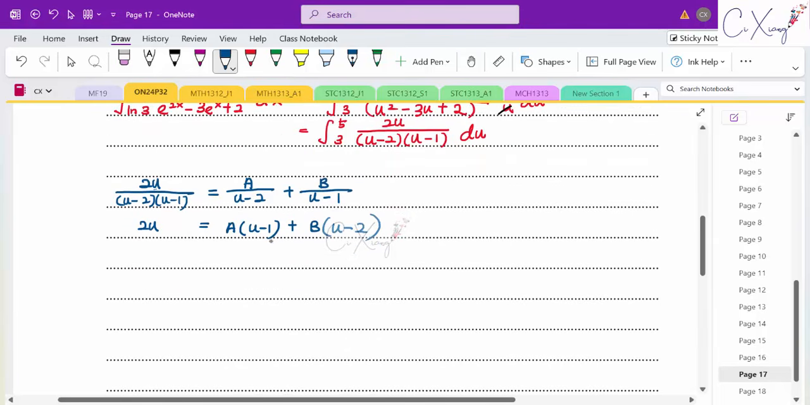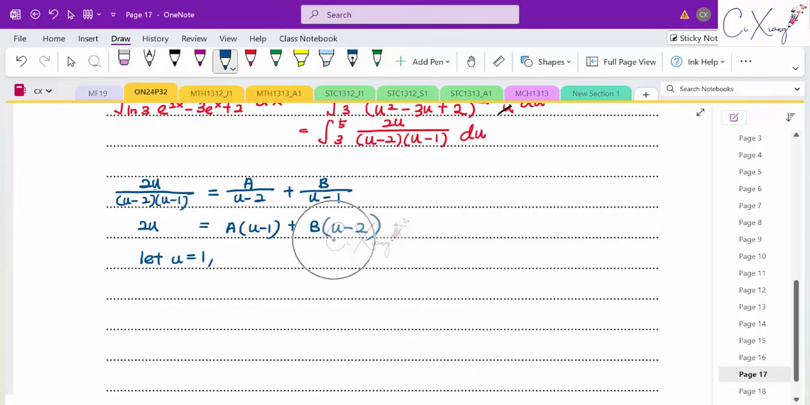Okay, then I want to try and get the value for A and B. You can expand and compare, or you can use any method that you like. For me, I try to get rid of the A first. If I want to get rid of the A, I have to let u equals 1, because then 1 minus 1 becomes 0. I can easily get the value for B.